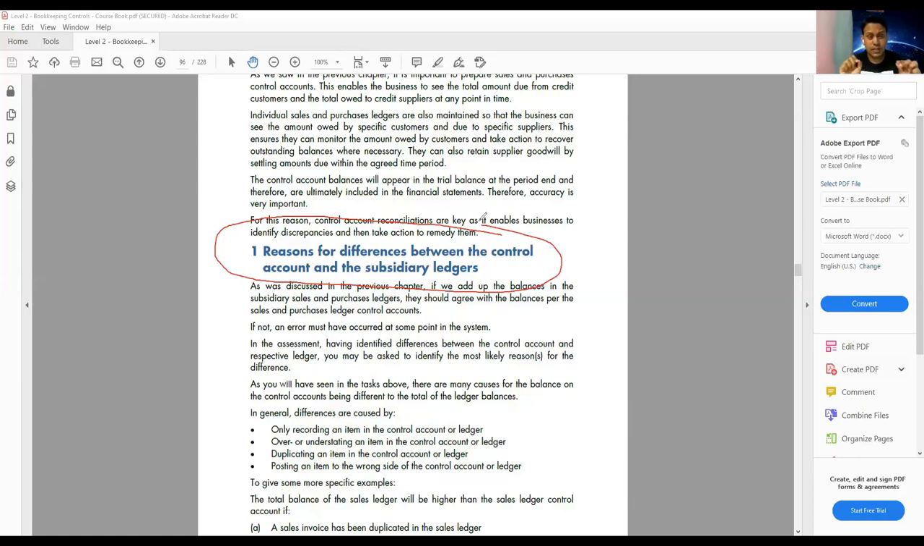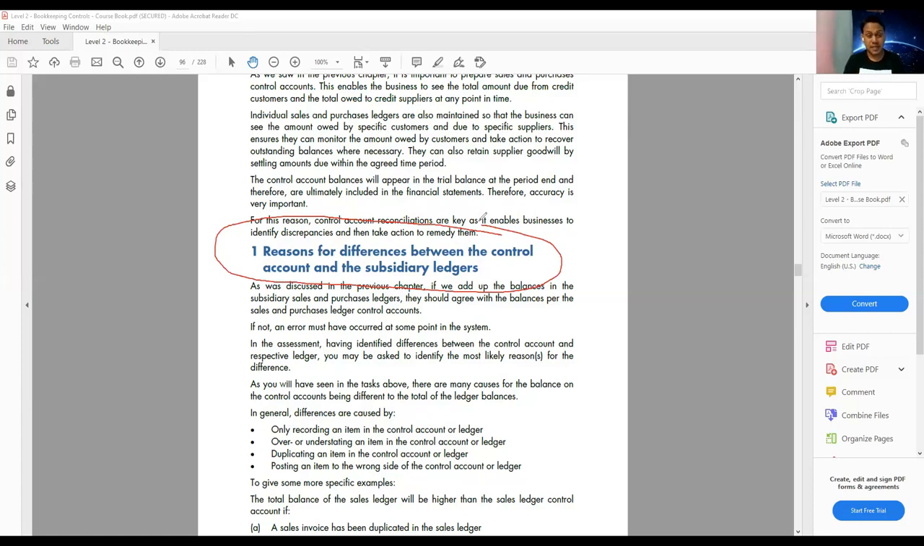If you're not sure of the reason, they'll ask you to calculate the difference, and they'll tell you why it is not matching. What is the difference? Why is it not matching? Why is there a difference between the sales ledger and sales ledger control? If you cannot get the reason very quickly, leave it for the last question. Don't spend too much time. That will be only a 2 marks question. So for only 2 marks, don't spend like 20 minutes.